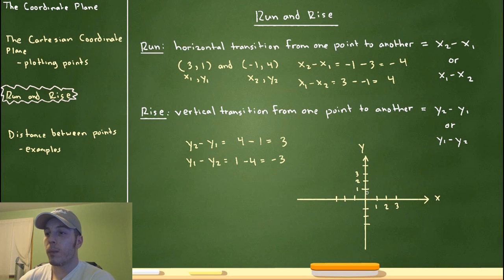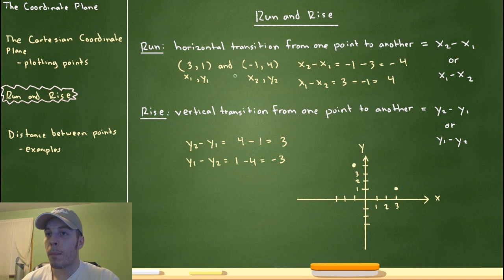Now this point 3, 1, that means move right 3 and up 1. So we plot right there. And -1, 4 means we move left 1 and up 4. So left 1, then 1, 2, 3, 4, up here. So here's our 2 points.